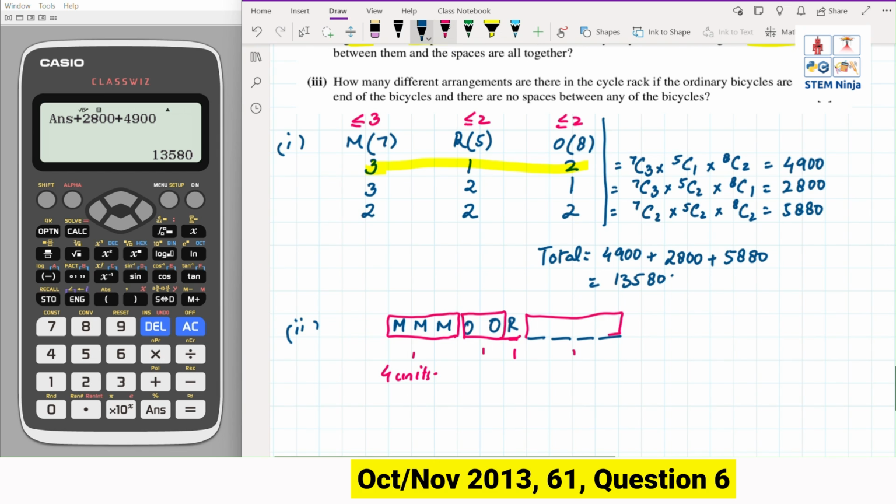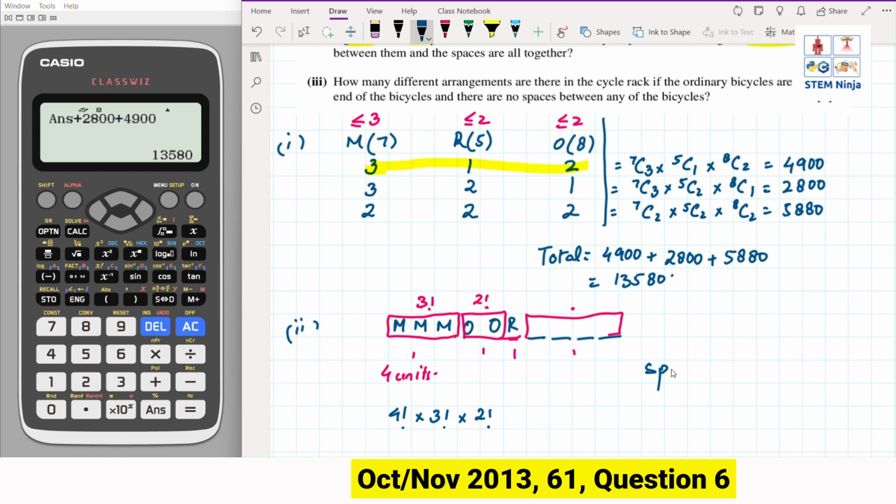So 4 units, and in between them, since mountain bikes, all the bikes are different, this is going to be 3 factorial, 2 factorial, and spaces, obviously spaces are identical, so we don't need to do anything for them. So this will go, since we have 4 units, 4 factorial, times by 3 factorial for 3 different mountain bikes, and 2 different ordinary bikes.